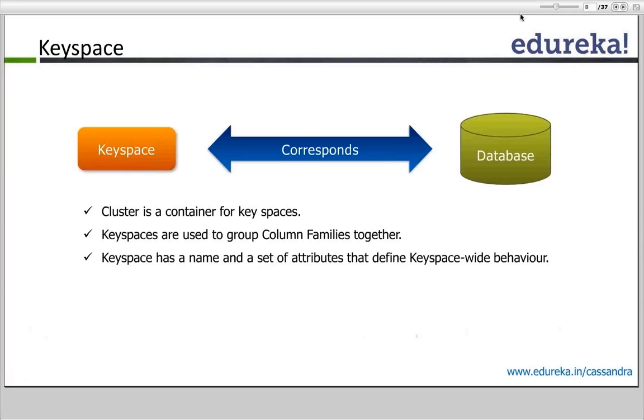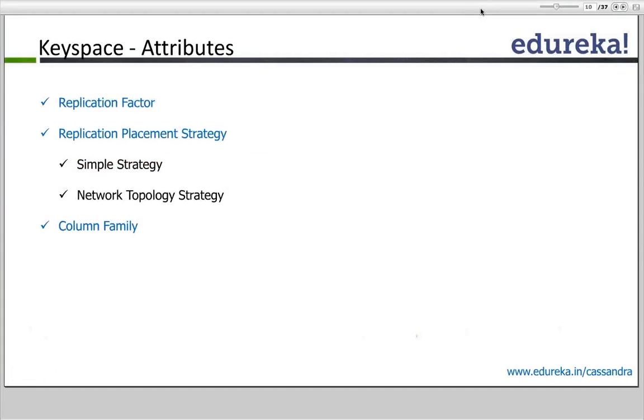Generally, in a typical deployment scenario, a cluster has one keyspace per application. There are cases where you would use more, but we will talk about them in more detail. So Cassandra has a set of keyspace attributes, what we call the replication factor and the replication placement strategy, and a keyspace is actually a group of column families, right?